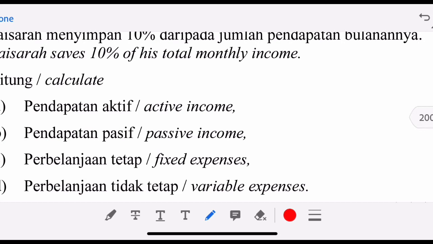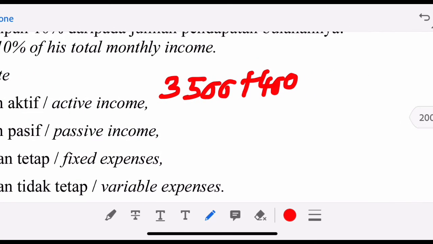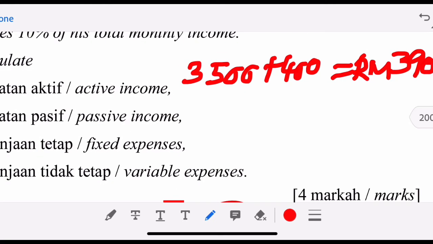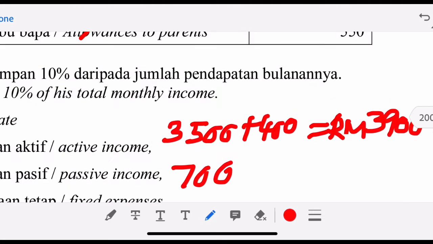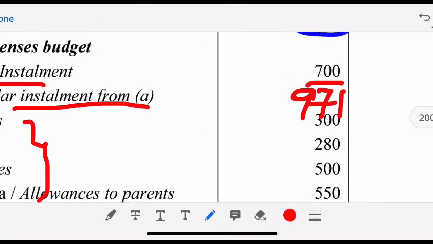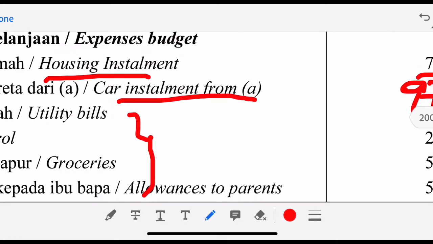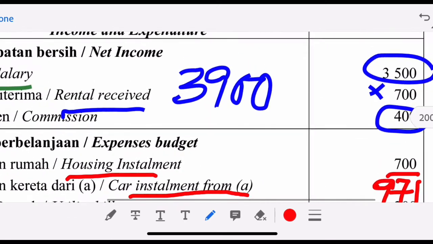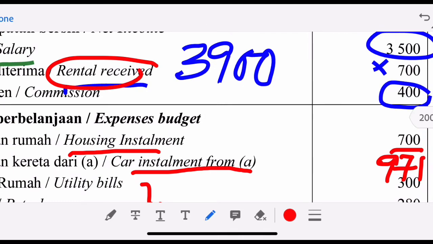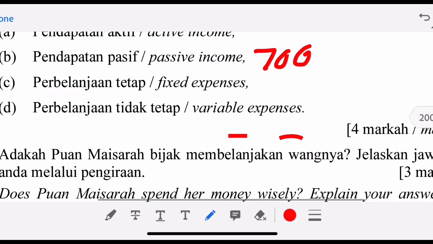So we have active and passive income. Active income is salary 3,500 plus the commission, right? So the answer is 3,900. This is the active income. Passive income will be the renter, right? The renter 700 is the passive income. Okay, rental receipt, yeah, 700. This is the passive income.